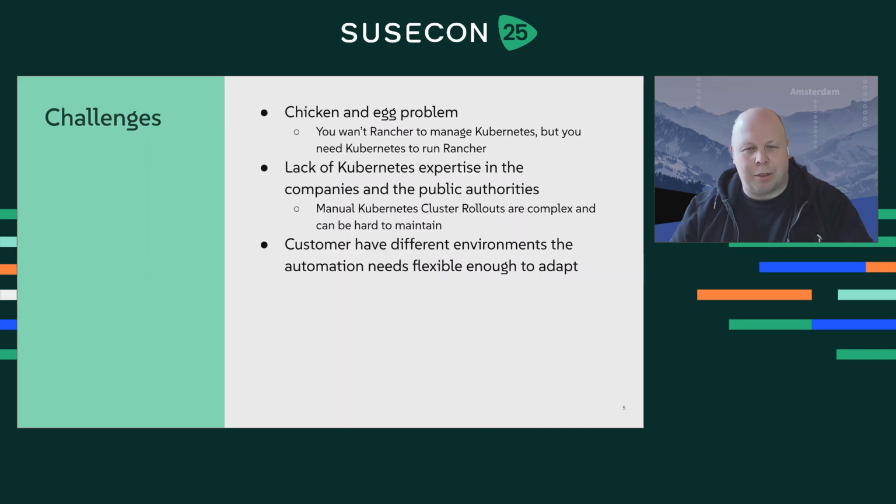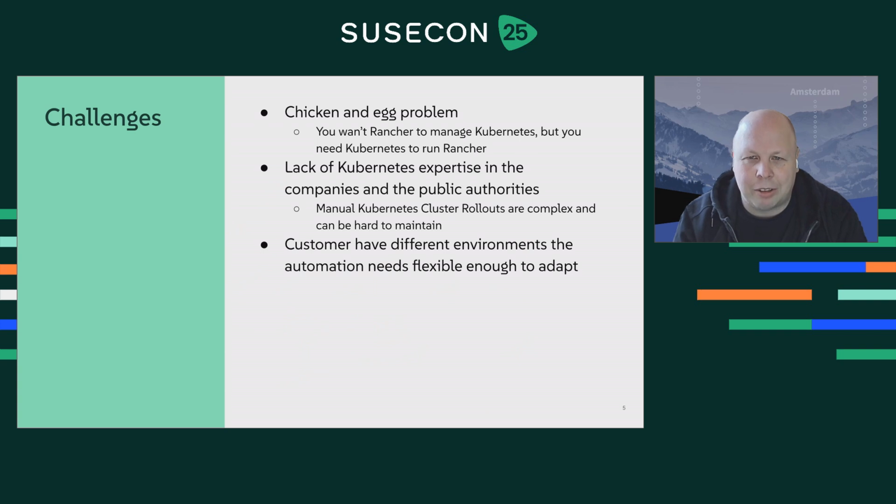Well, when we come to the customer, one of the initial problems we face is a little bit like the chicken and the egg problem. Rancher is a really cool platform to manage Kubernetes, but to run it in production, you need a Kubernetes cluster to run Rancher on. So that's the first problem. You need a Kubernetes cluster to run Rancher, but without Rancher, it can be hard to implement a running Kubernetes cluster for production environments.